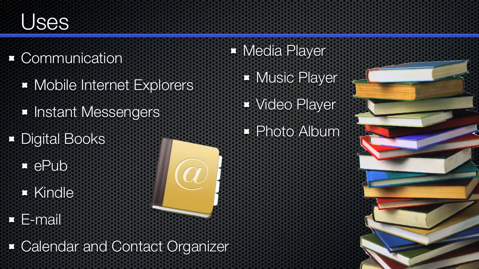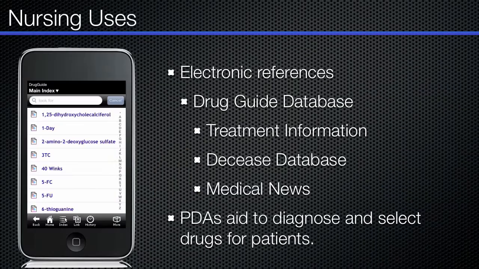We talked about some of the features, now let's look at some of the uses. All these devices function great as communication devices. You can use them for mobile internet exploring, instant messengers, or even digital books. You might want to check if some of your nursing books are available in an EPUB or Kindle variety. Maybe even Barnes & Noble has an e-version for you. You can also get rid of your day planner and keep all of your calendar and contacts in one place. Think about it. You'll be able to carry them around in your pocket and take them out whenever you want. Oh yeah, don't forget they also work as media players and video players.